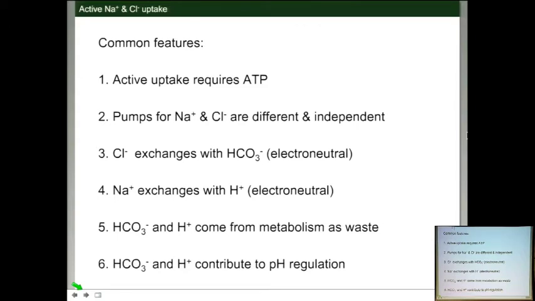Usually chloride exchanges with bicarb, and that keeps that exchange electroneutral. And sodium exchanges with hydrogen, and that keeps it electroneutral. So it does not change the electro part of the electrochemical gradient. Bicarb and hydrogen come from metabolism, and it's a way of getting out waste. And also, by slight changes in this balance, the system contributes to pH regulation. So these are the common features of the freshwater hyperosmotic regulator.